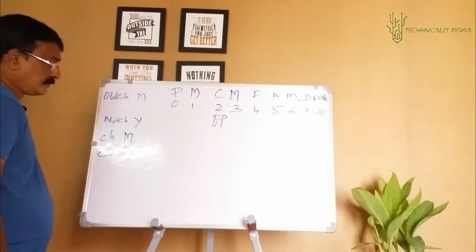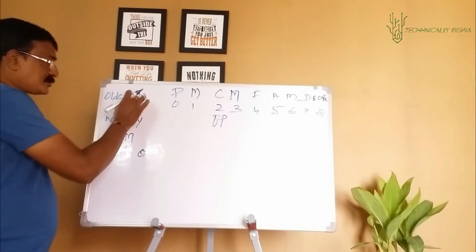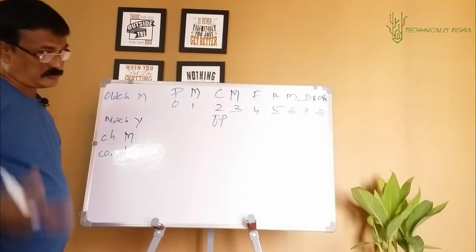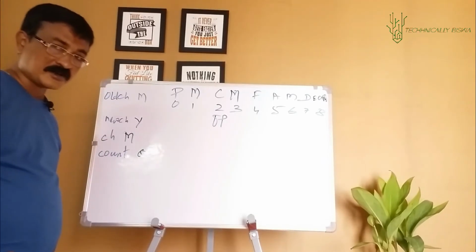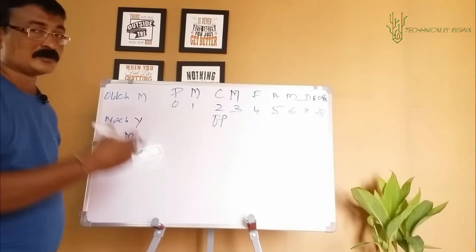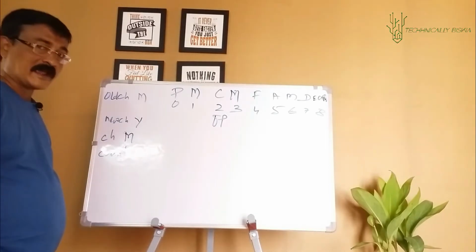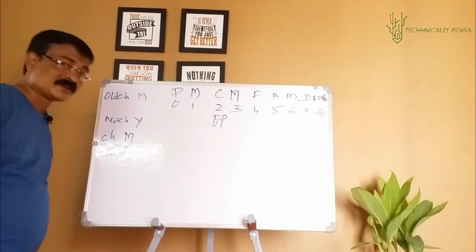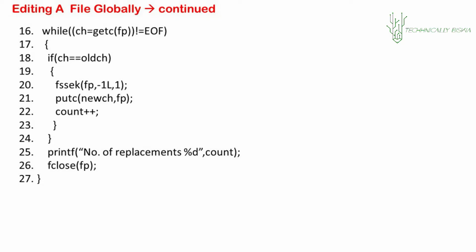Clear? If ch equal to old ch, true or false? True. The condition, the if checking, is true. Move back to the slide. Okay, see the f6 statement. What is the f6 statement? Have a look. f6 fp comma -1l comma 1. Why is that needed?